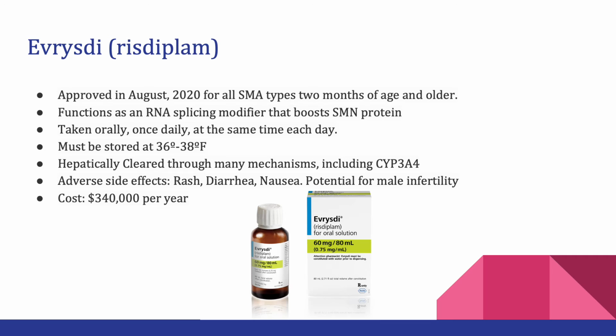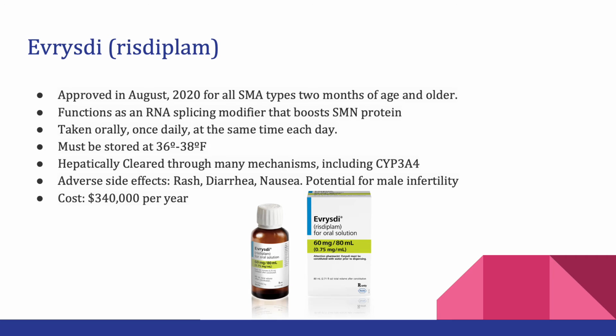Lastly, the most recent drug approved for the treatment of SMA is called Evrysdi, or Risdiplam, which was approved for all SMA types aged 2 months or older just last August. Like nusinersen, Evrysdi is designed to modify the SMN2 splicing mechanism, which leads to the production of functional SMN proteins. Unlike nusinersen, however, Evrysdi is the first orally administered medication for SMA, as it does cross the blood-brain barrier.